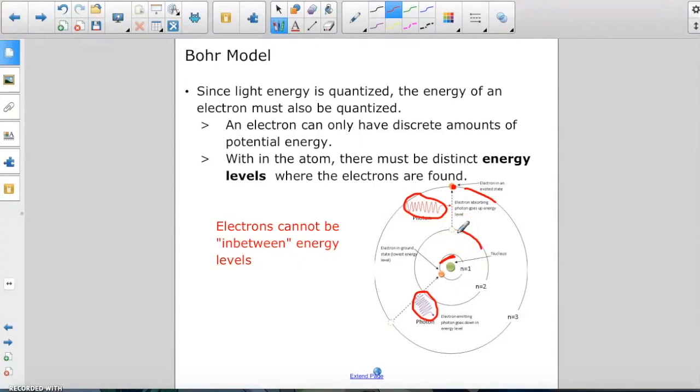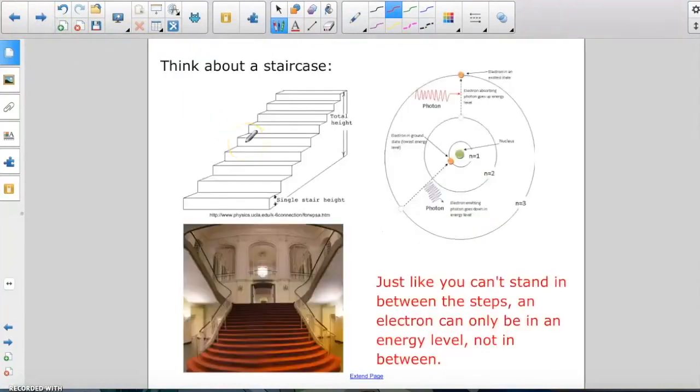Okay, within the atom, there must be distinct energy levels. So we have energy level 1, energy level 2, energy level 3. And when we talk about energy levels, we need to think about a staircase or a ladder. You can be stepping on one of each of the steps, but you cannot be in between. The energy levels are the same.